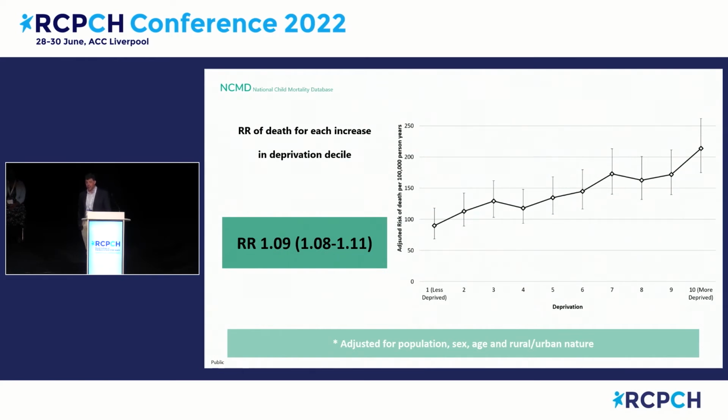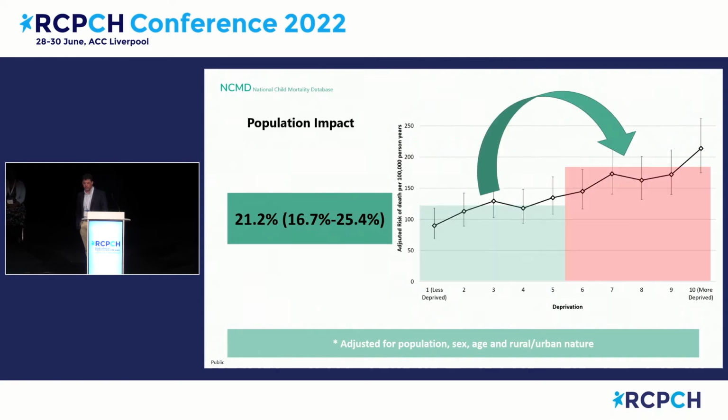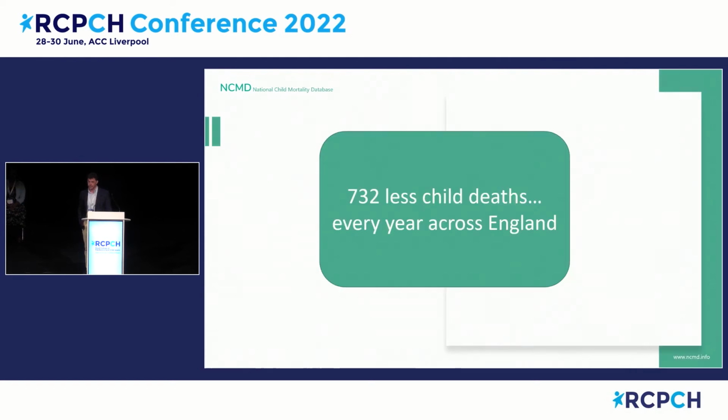And in fact, there's about a 9% increase, or a relative risk of 1.09, for each and every increase in that deprivation decile. So if you took the risks that are exposed to the less deprived half of our population and gave them to the population of the more deprived half, indeed across the whole population, we estimate you'd see 21.2% fewer deaths every year in England.